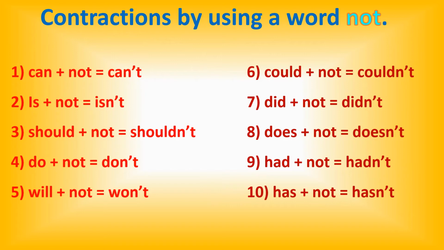Can plus not can be written as can't. Second, is plus not is written as isn't. Third, should plus not can be written as shouldn't. Fourth, do plus not can be written as don't. Fifth, will plus not can be written as won't. Sixth, could plus not can be written as couldn't. Seventh, did plus not is equal to didn't. Eighth, does plus not is also written as doesn't. Ninth, had plus not can be written as hadn't. Tenth, has plus not can also be written as hasn't.